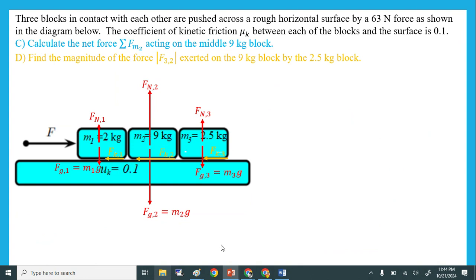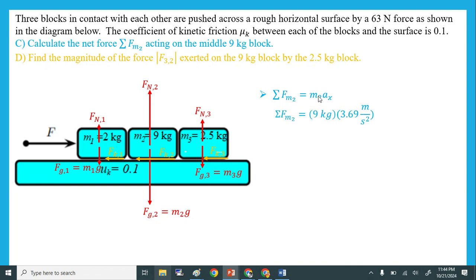Part C asks us to calculate the net force on M2, the middle block here of the 9 kilograms. So I'm just going to go ahead and crack this out as well, using the same approach as I did in part B. So here I have the net force of M2, and if it's M2, then I have to use M2 on the right side. a_x does not have a subscript number because the acceleration is the same for all the blocks.